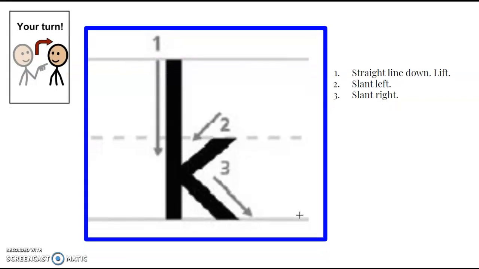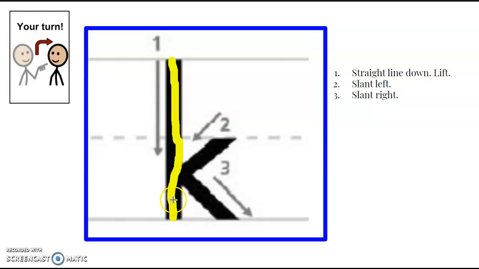Now let's practice the lowercase k. It's very similar to uppercase, but if you notice, our slanted lines are a little bit shorter and they don't go all the way back to the top like it does with the uppercase K. So let's start. Our first step is we need to draw a nice straight line from top to bottom.